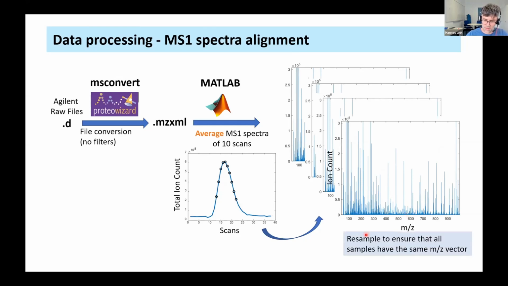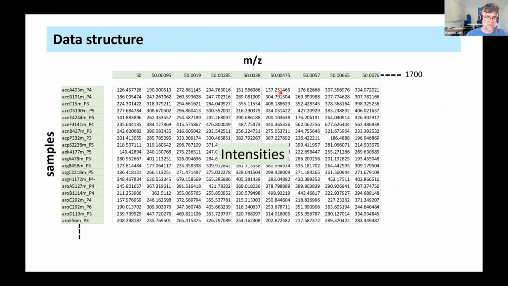Now, the important thing that we do here is also that we resample these spectra to ensure that all of our samples have the same m/z vector. So we kind of align them, and that allows us to get a data structure that looks like this. As I said, we have these many samples. These are the rows in this data structure. And then we have in the columns the different m/z values. Because we aligned them, we have the same m/z vector for all our samples. And then we get a data matrix that looks like this, where we have all the intensities, right? If you would now get one of these rows, this would be one of the spectra from 50 up to a mass to charge ratio of 1,700.